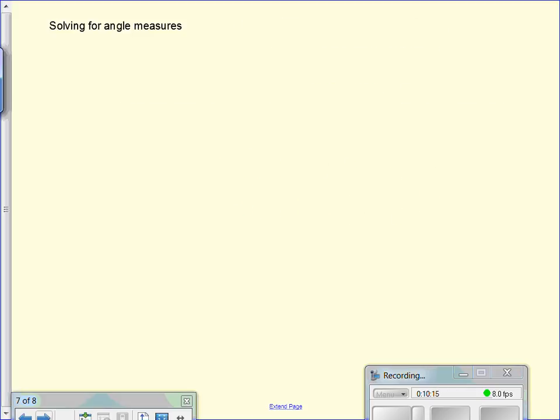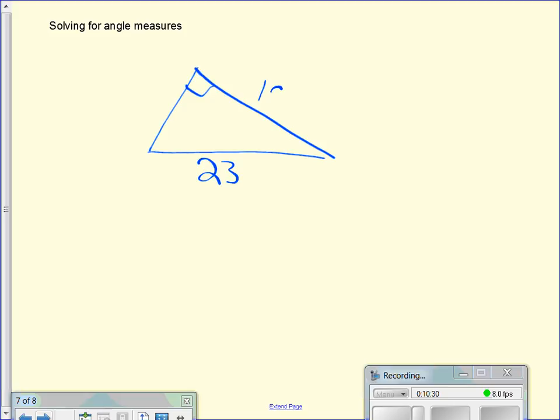So, solving for angle measures. Again, I can make any problem I really want to here. Let's make it like this. Another right triangle, of course. This side's 23. This side is 19. This is my unknown angle that I would like to find. Notice there's no x there because there's no side missing. I wrote theta because that's how we identify unknown angles or angles of reference. Same exact process, so let's go for it.